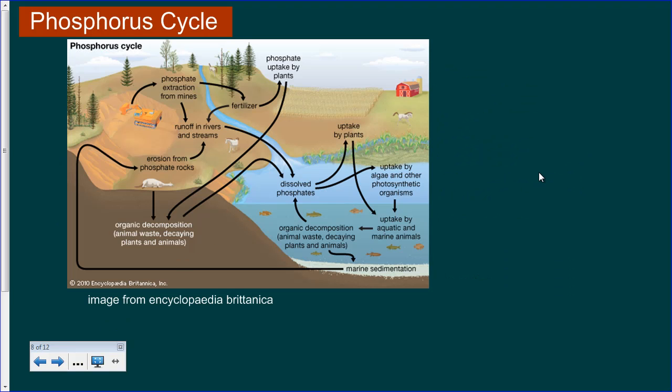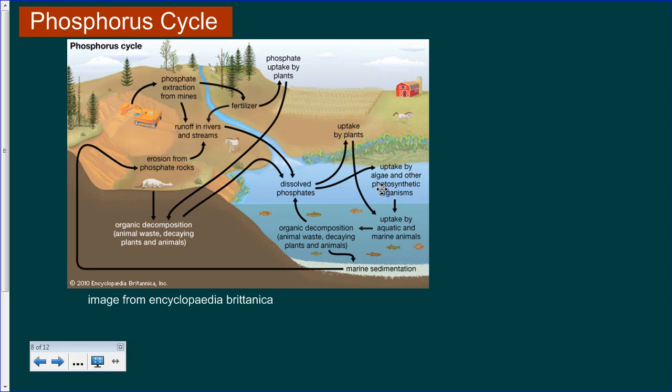Last couple of cycles here. I'm going to run through these pretty quick because they're important, but they're not as important as those first three for us. The phosphorus cycle, what makes it different from the first three that we talked about is there's no atmospheric component here. If you look at this diagram, there's nothing going on in the air really. This is pretty much a completely terrestrial and marine-based cycle.